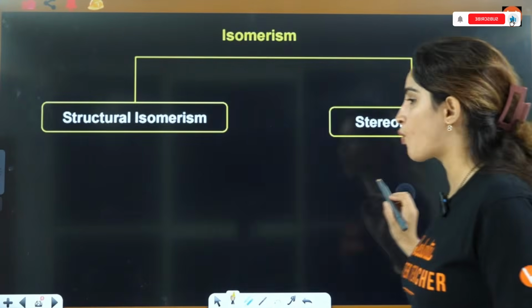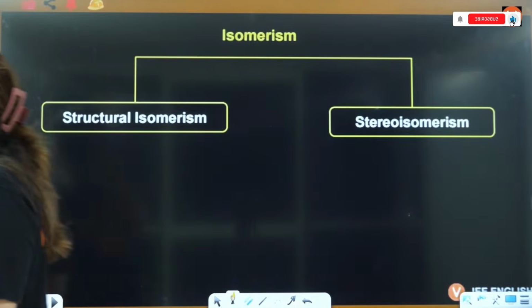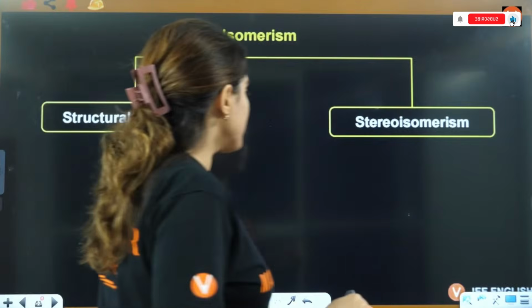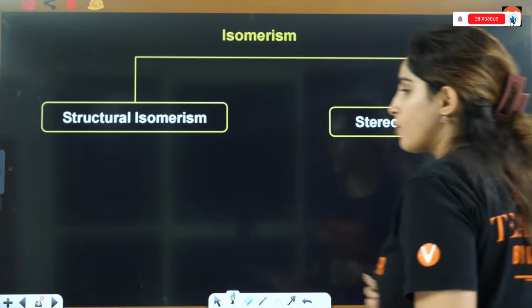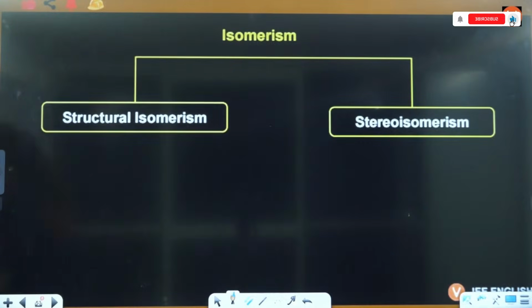Now we are moving towards the last topic of today's lecture, that is isomerism, right? Okay, everybody, last topic of today's lecture is isomerism.